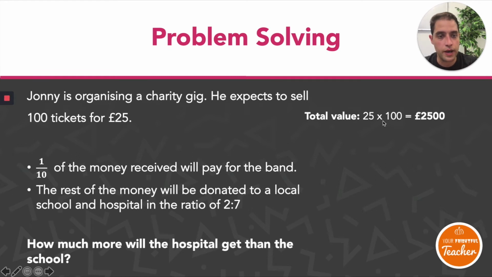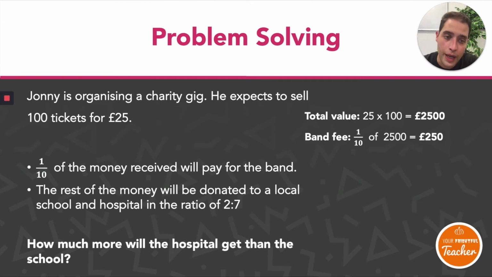So we do 25 times 100 gives us the total value of 2,500. Now we need to work out the band fee. So hopefully that refresh of the fraction section has made this easy for you. So 1/10 of 2,500 is £250. What have I done? Total value divided by the bottom number of the fraction has given me £250. And because I only need to work out 1/10 there, I've just left it as it is.